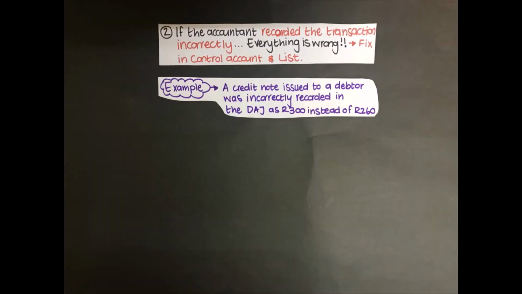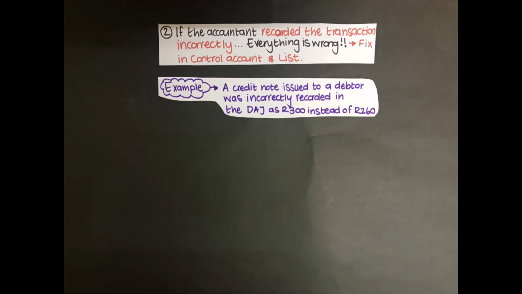Rule number 2. If the accountant recorded the transaction incorrectly, then everything is wrong. Because if the transaction was incorrectly recorded in the journal, it would have been incorrectly posted from the journal to the debtors or creditors ledger. And at the end of the month, it would have been incorrectly posted from the journal to the debtors or creditors control account. For example, a credit note issued to a debtor was incorrectly recorded in the DAJ as 300 Rand instead of 260 Rand.